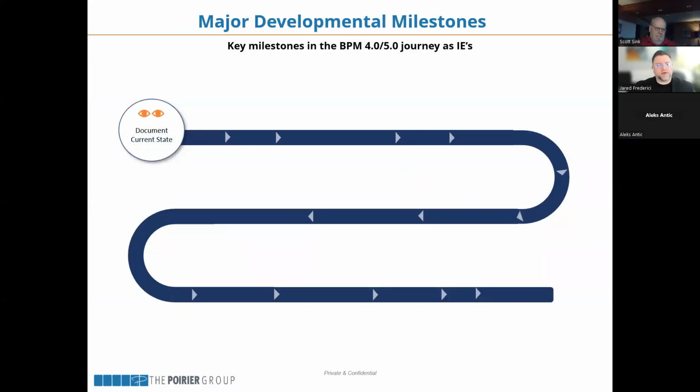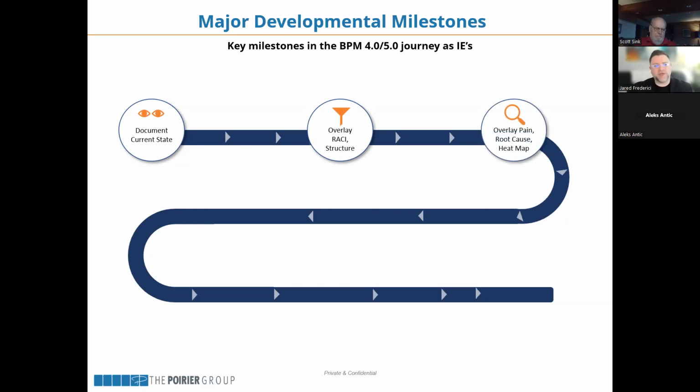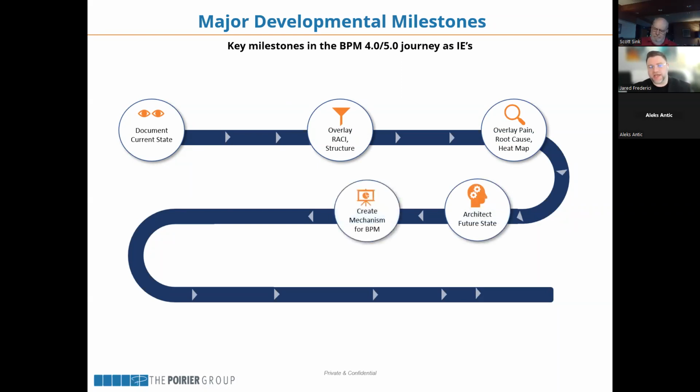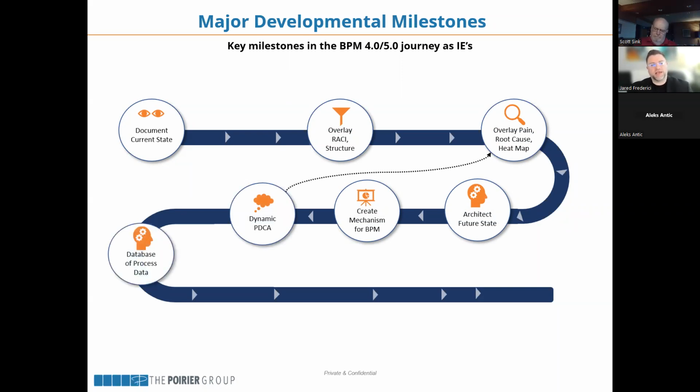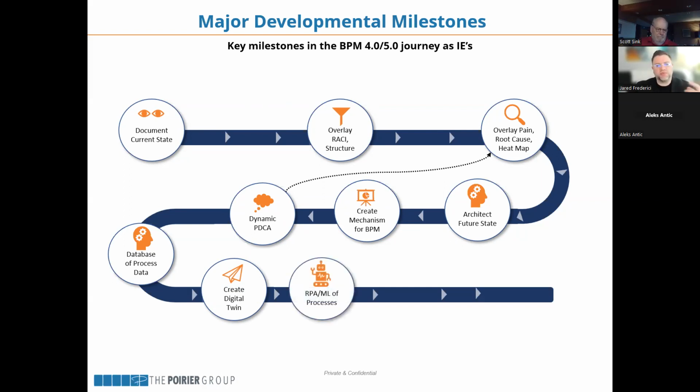I think in terms of developmental milestones, as Scott had gone back, getting to be able to document current state, overlay sort of RACI or structure in swim lanes, root causes, do heat maps in the context of your BPM and process structure, build future state, create a mechanism, level 4, for ongoing BPM, do PDSA in the context of that to fix and re-engineer processes, starting to mine or create process data around those different flows, a lot of times level 4, creating and exposing those as a digital twin, in the web or in some variant, so that you can expose RPA or machine learning in the context of some of those select business processes.